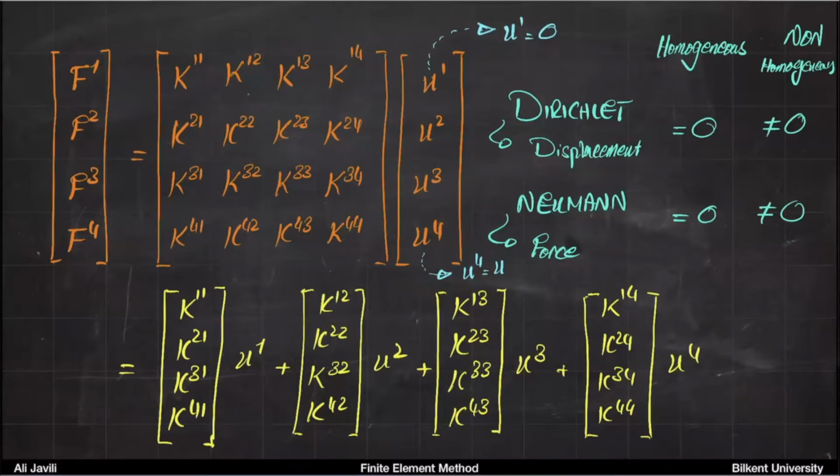And the second one is the Neumann type boundary condition, where you apply a force. Now, obviously, as I mentioned, when you apply a force, you don't know the displacement. When you apply a displacement, you don't know the force. So you cannot apply both of them. Either it is Neumann or Dirichlet.